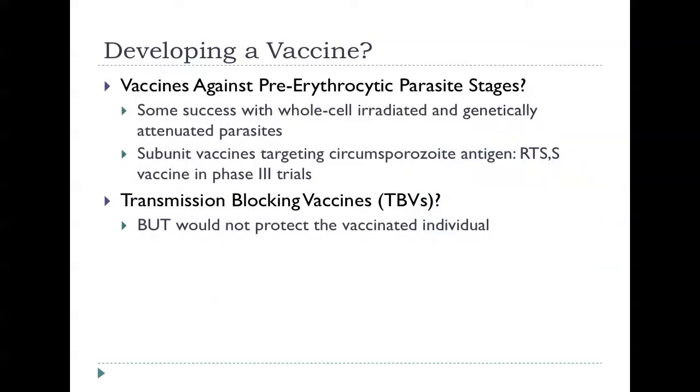So basically there are two options that are being looked at. One is looking at pre-erythrocytic parasite stages, looking at the sporozoites and targeting a certain sporozoite antigen. These subunit vaccines are now in phase 3 trials, this so-called RTS,S vaccine. Another option is that you could target the gametocytes. The gametocytes are the things that the mosquito is just about to suck up and get infected with, and then the mosquito gets infected and then infects someone else.